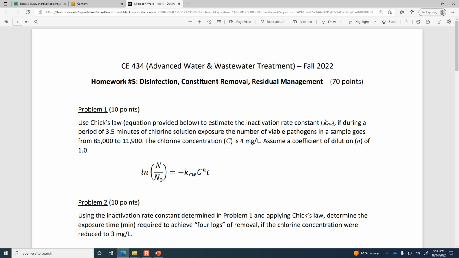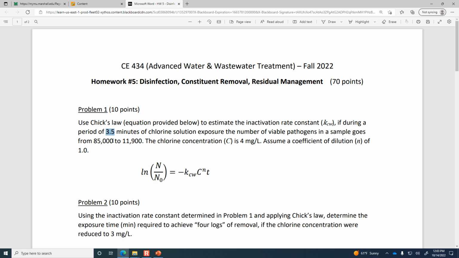What we know from the given data here is a chlorine concentration of 4 milligrams per liter for 3.5 minutes is causing a reduction in the viable population of pathogens from 85,000 initially, so that's N naught, down to 11,900. So in the first part of the problem, you have to calibrate the K, the inactivation rate constant. And the problem says to assume a dilution coefficient of 1.